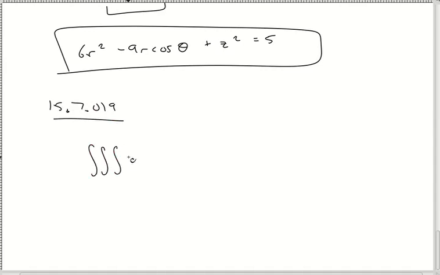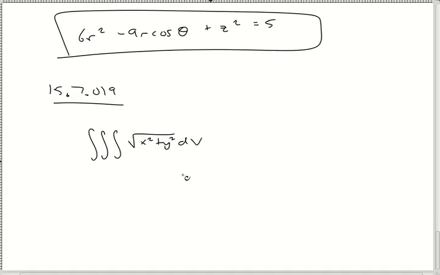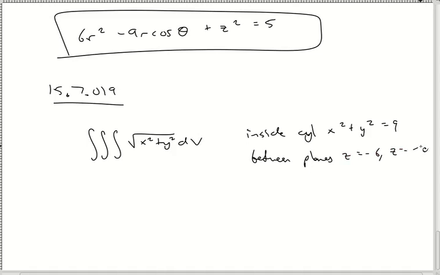Triple integral of square root of x squared plus y squared dV. They say we want to have this integral done inside of the cylinder x squared plus y squared is equal to 9, and then between the planes of z equals -6 and z equals -2.